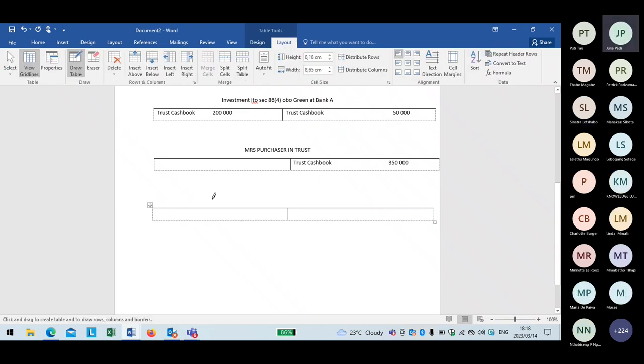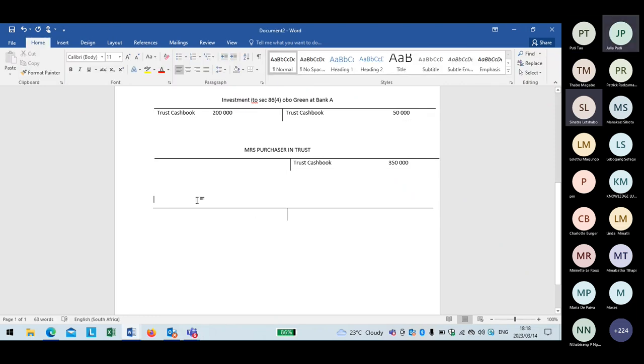Sorry, Prof. So if the investment was still in the same bank, is it necessary to open another one, or is it because of the heading there? The heading will clarify. I mean, if it was the same bank, Bank A, is it necessary to open another investment account? Yes, because that is a different client.